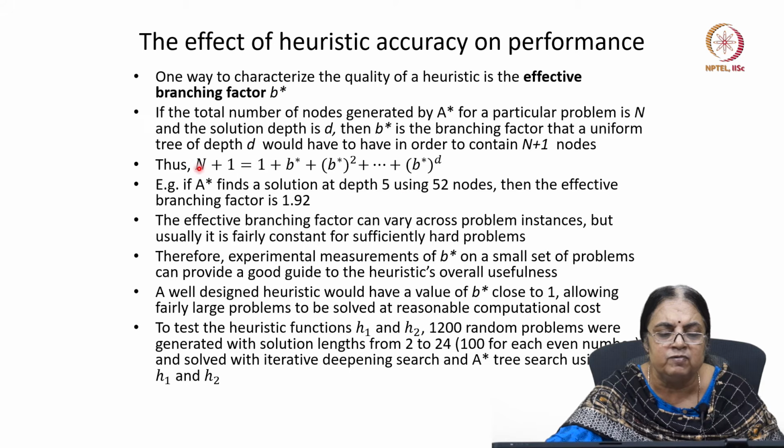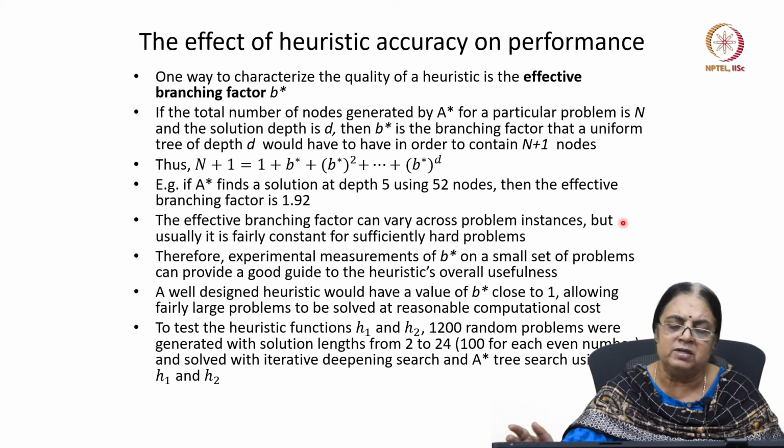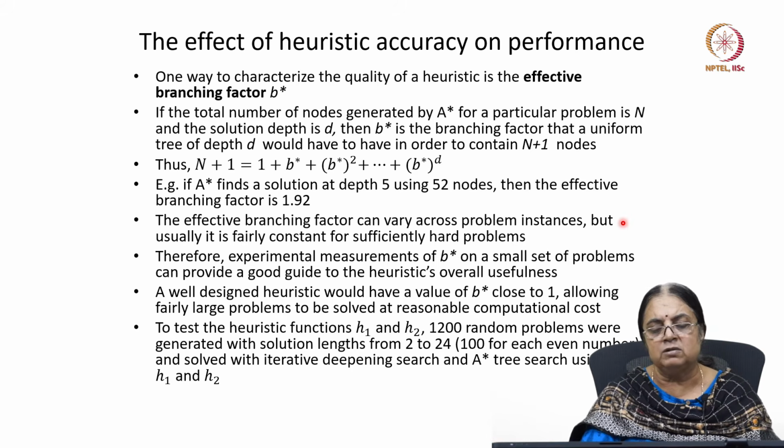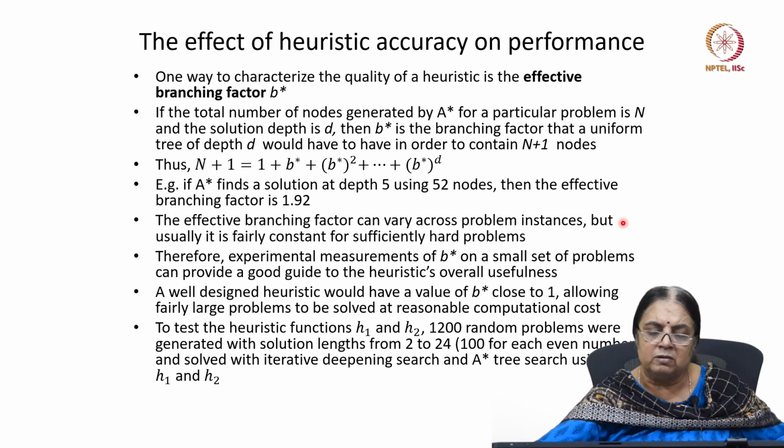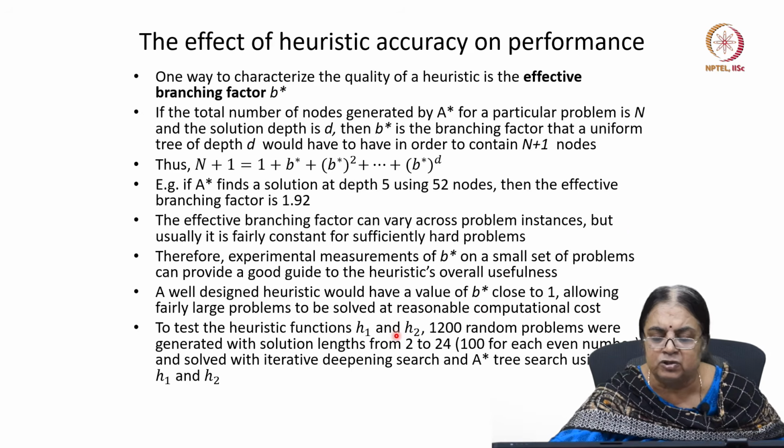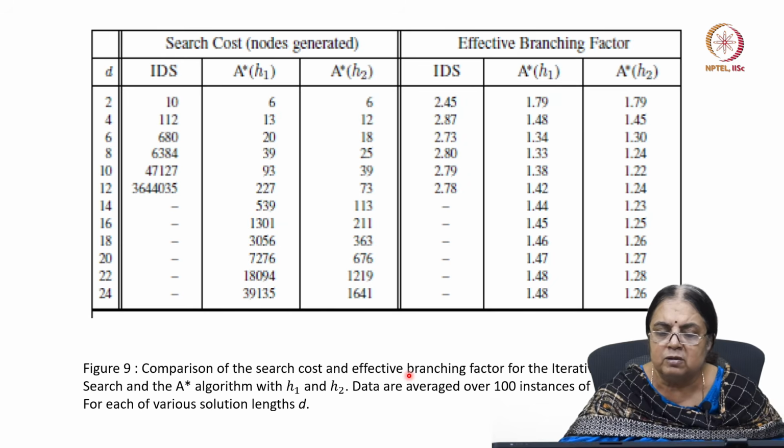So, you can put 52 here and you can put your depth to be equal to 5 and you can find the effective branching factor B, okay. So, you find it has a value of 1.92, okay. So, the effective branching factor varies depending on the problem instance that you have used, but a value which is closer to 1 is a better effective branching factor, right. So, if we take the heuristics H1 and H2, okay, so we have what was done here.